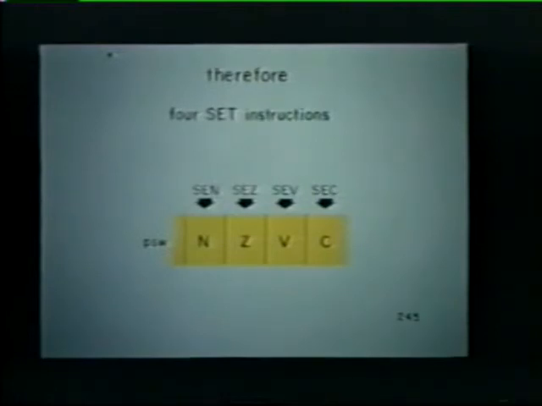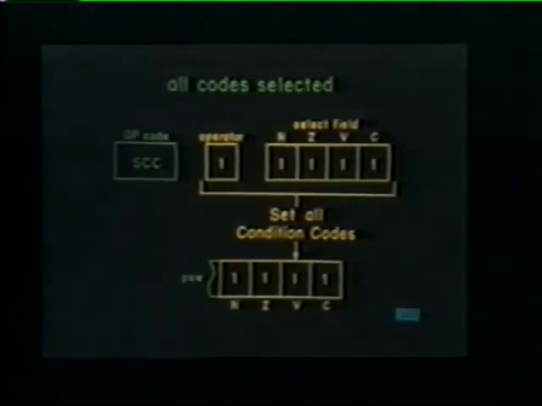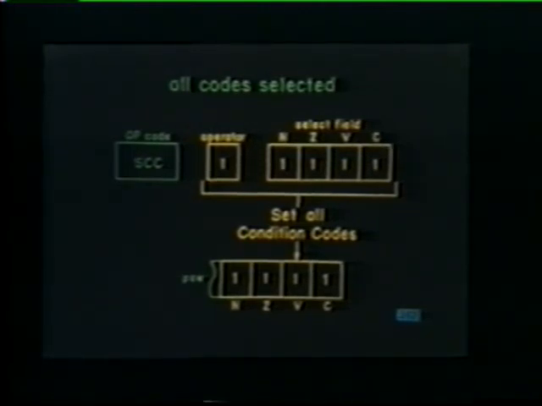We therefore can set any one of the 4 condition code bits, thereby providing 4 separate set instructions: set N, set Z, set V, and set C. We could also assign mnemonics for the 4 clear instructions: clear N, clear Z, clear V, and clear C. Now, suppose all codes were selected. Here, for instance, each bit in the select field is set, and the operator calls for a set operation. This instruction then sets all condition codes in the PSW.